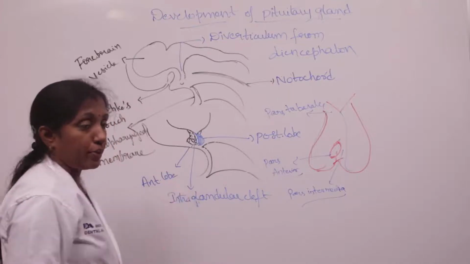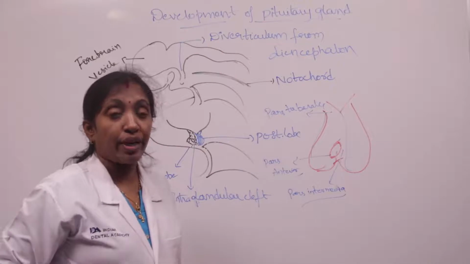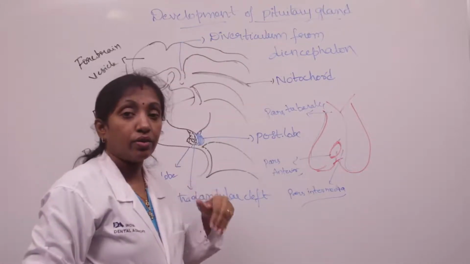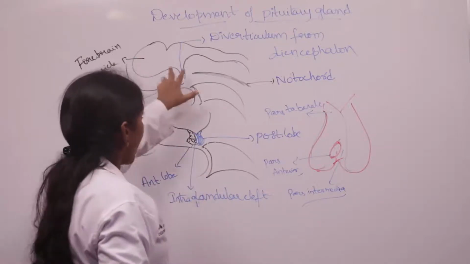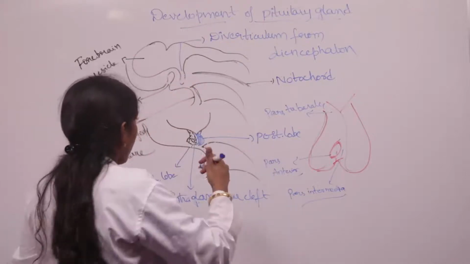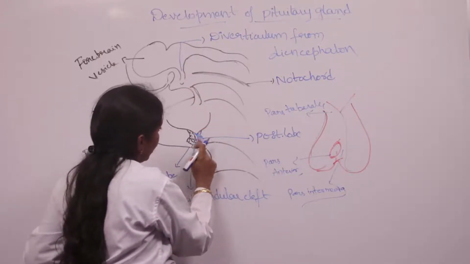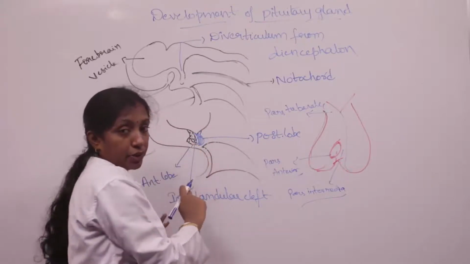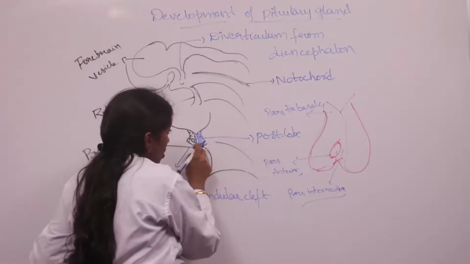And coming to the posterior pituitary, it is developed from a diverticulum from the diencephalon. A diverticulum descends downwards from the diencephalon. This diverticulum gives rise to the posterior pituitary. Then this diverticulum, just beside the anterior pituitary, fuses with the anterior pituitary. I have marked this one, the blue one is the posterior pituitary.